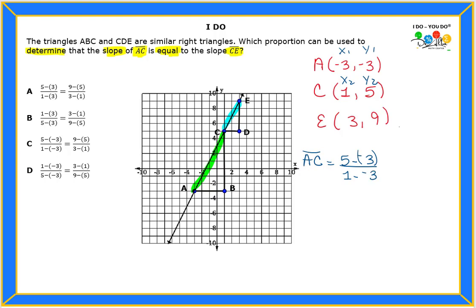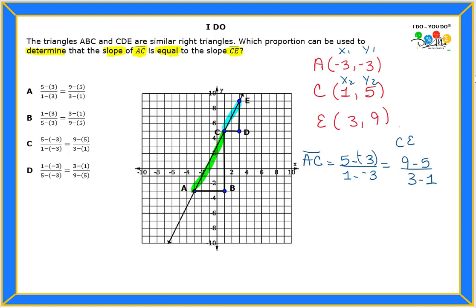Okay? And I'm looking to check if that's the same slope as CE, right? Well, CE, I'm going to now look at these two. So that will be 9 minus 5 over 3 minus 1. Right? So in this question, they just want you to set it up, right? But we're going to take it one more step. We're going to actually finish it up so that you can see that you get the same answer. But in the meantime, I want you to look at the answer choices and see which one matches our answer.